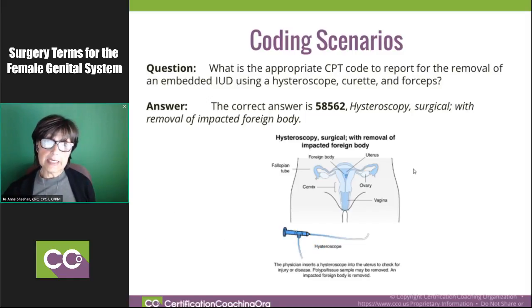Now, here is what is the appropriate CPT code to report for the removal of an embedded IUD using a hysteroscope, curette, and forceps. The answer is 58562, which is hysteroscopy surgical with removal of impacted foreign body. Now, the physician inserts a hysteroscope in the uterus to check for injury or disease. And again, polyp tissue samples may be removed, or an impacted foreign body is removed.